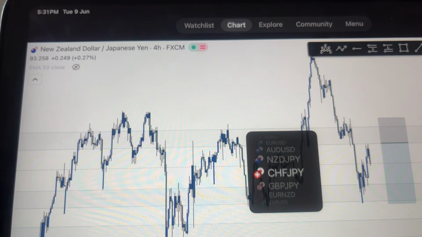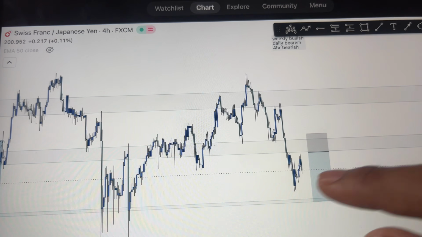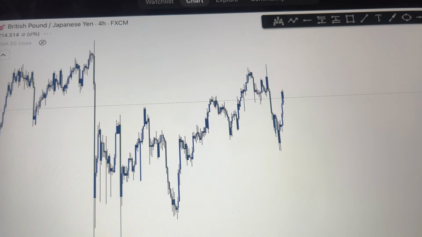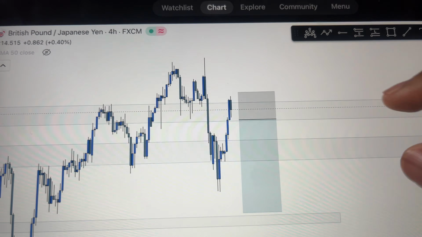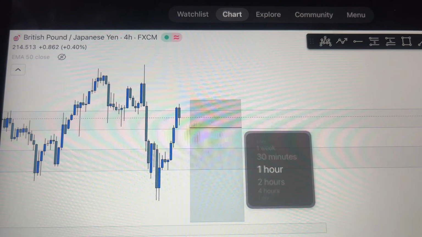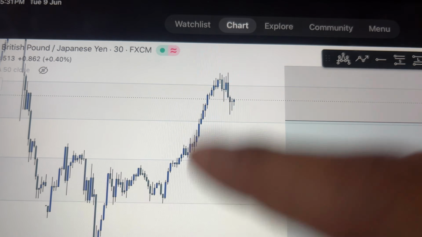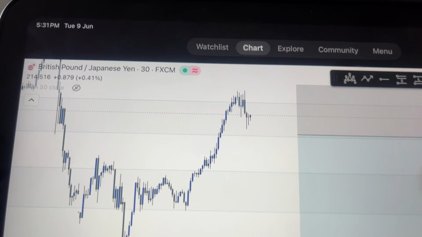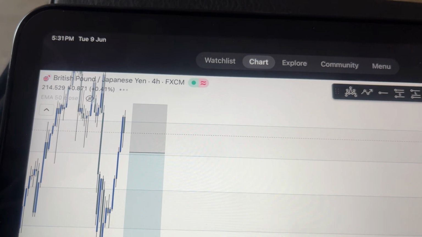So our next pair is CHF JPY. Same thing on CHF JPY, I'm waiting for price to come all the way here before I sell. Next we have GBP JPY. GBP JPY has already made it to the area of interest, so I'm just gonna go to the lower time frame, let's say 30 minutes, wait for some kind of shift of structure, confirm that price is gonna go bearish. Yeah, price is gonna sell, so I'm waiting on that. I'm gonna update you guys if I end up taking a trade right here.